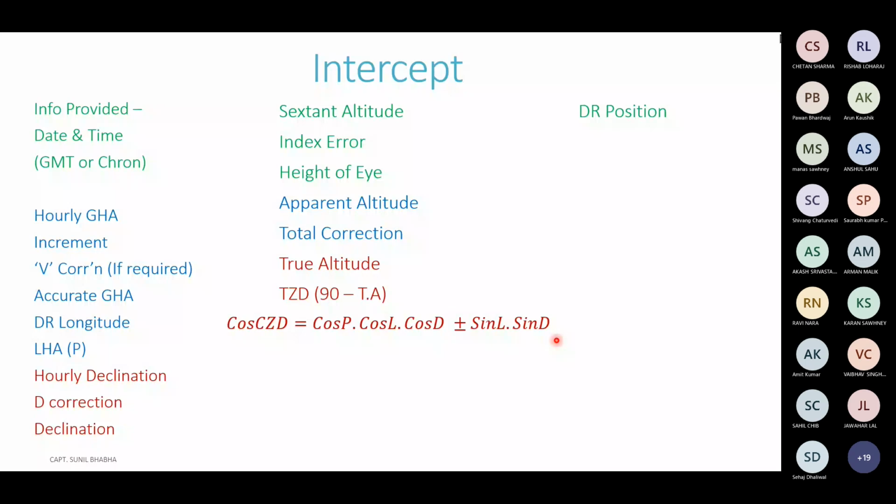So once you put all these values in the calculator with a single step calculation, you will be able to find out what is the calculated zenith distance of the body. So this is the intercept formula, a very important one. It should be memorized, and you should make sure that you do not make any mistakes in the formula.